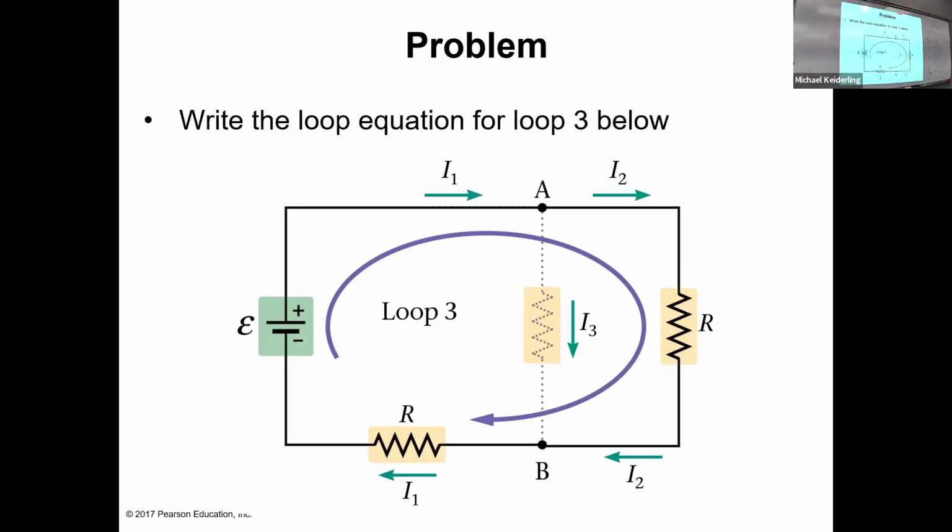Here we have this loop here, loop 3. Let's write the equation for loop 3 here. I'm going to erase this resistor info.